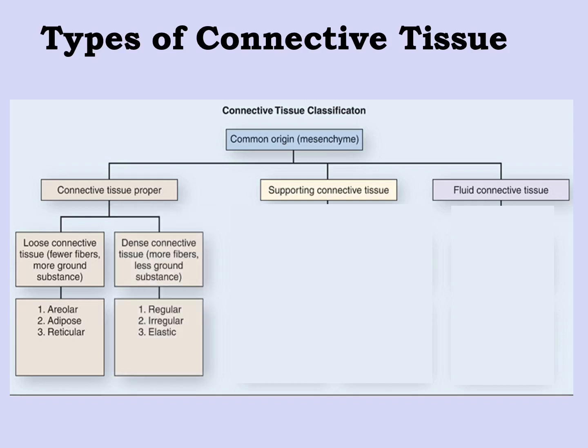The other is going to be the dense connective tissue, and the dense connective tissue tends to have more protein fibers in the extracellular matrix and less fluid within the extracellular matrix. This is going to include things like what's referred to as regular dense connective tissue and irregular dense connective tissue. And then we have what's referred to as elastic connective tissue.